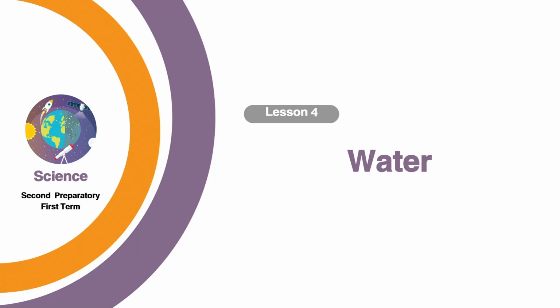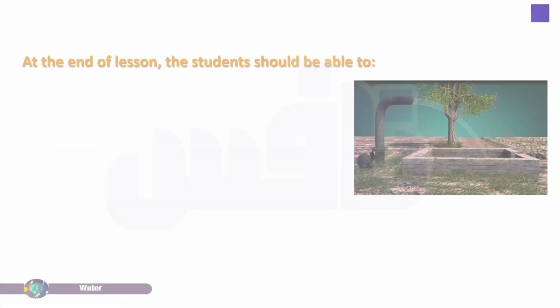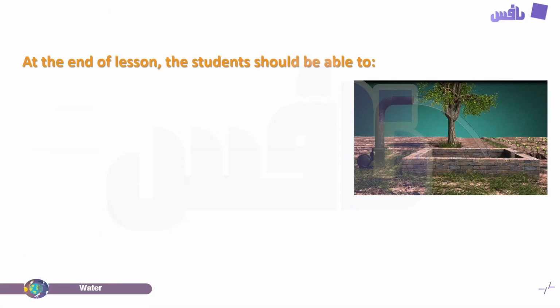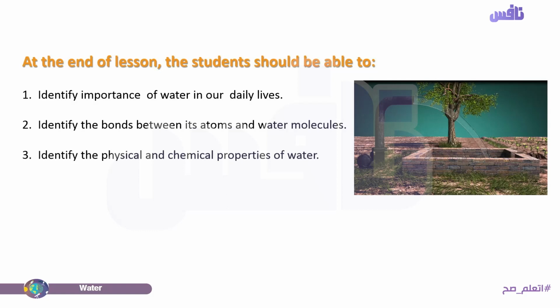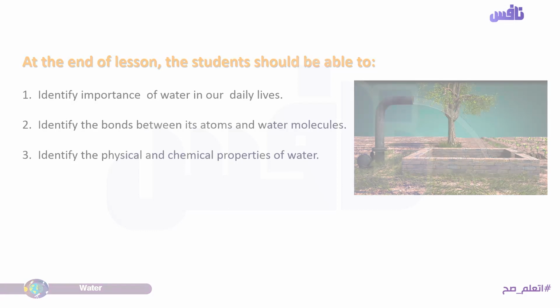We are going to discuss Lesson 4, which is entitled Water. At the end of the lesson, the student should be able to: number 1, identify the importance of water in our daily lives; number 2, identify the bonds between its atoms and the water molecules; number 3, identify the physical and chemical properties of water.